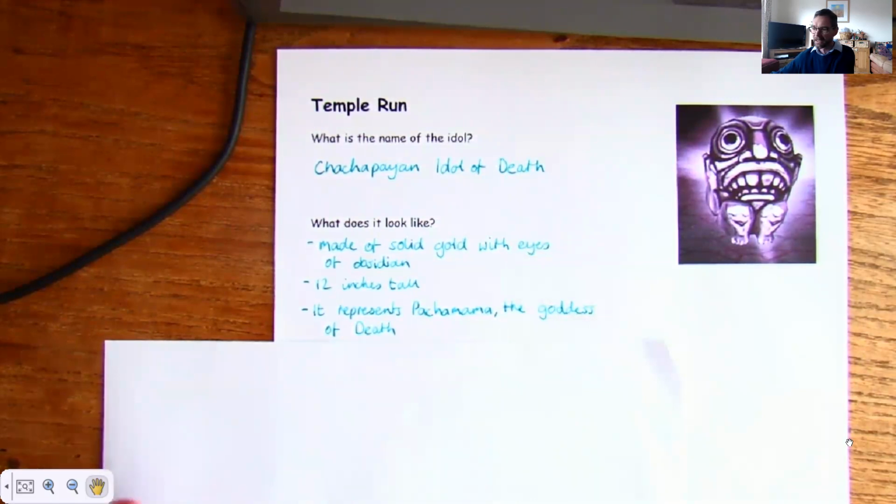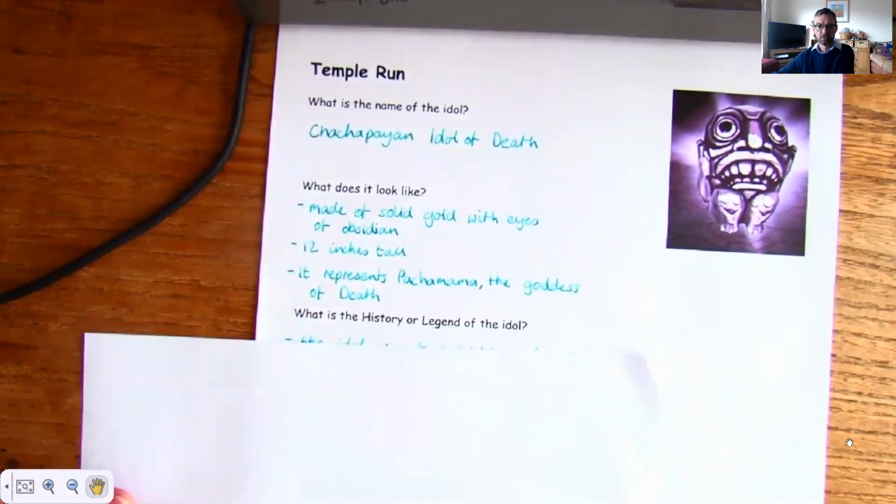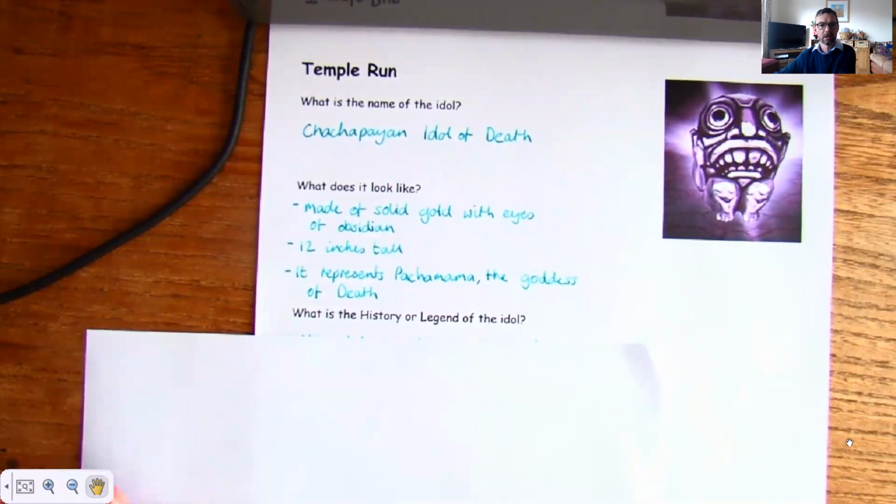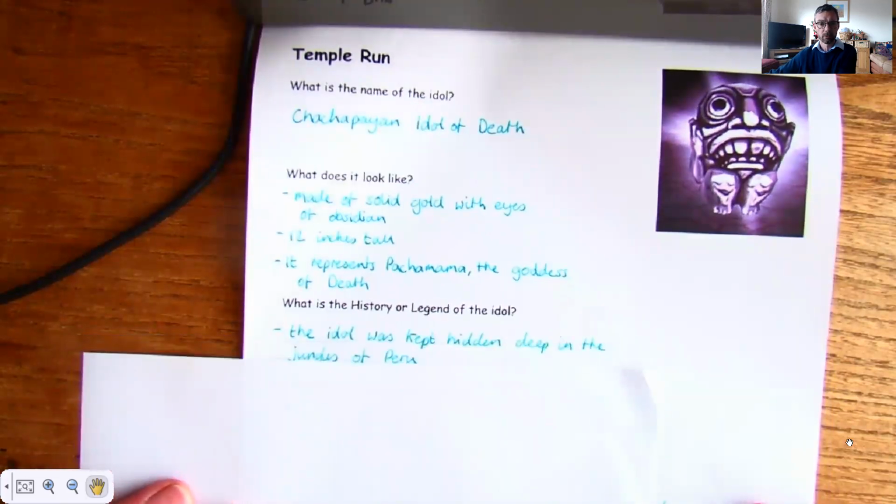And then, key, this is going to be the most important bit. I'd like to know a little bit about the history or the legend of the idol. Where does it come from? Which tribe used it? What did they do with it? What was it used for? And also, are there any legends in history about it? So these are the ideas that I've come up with for mine.